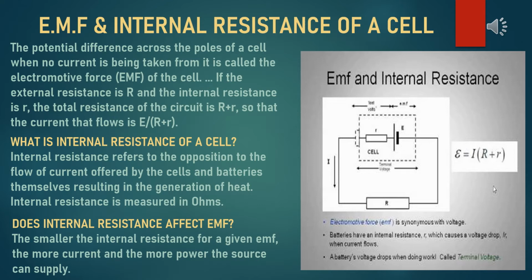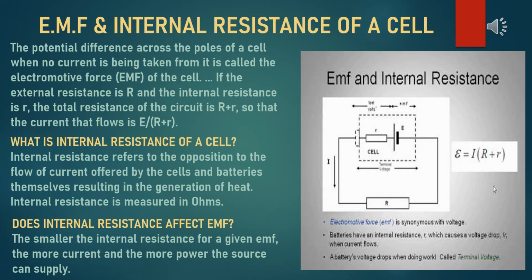Its unit is ohm. If current I is drawn from the cell of internal resistance small r, the voltage drop v is equal to I into r. That means it is also obeying Ohm's law. So v, here also, is equal to I, the current, and small r is the internal resistance. But here it is not actually called potential difference, it is called voltage drop. We write small v for voltage drop when we are using small r instead of capital R. That means we are using internal resistance instead of external resistance.